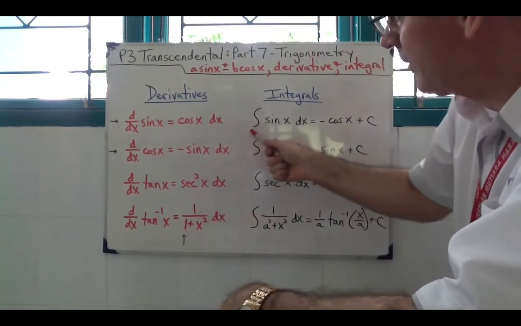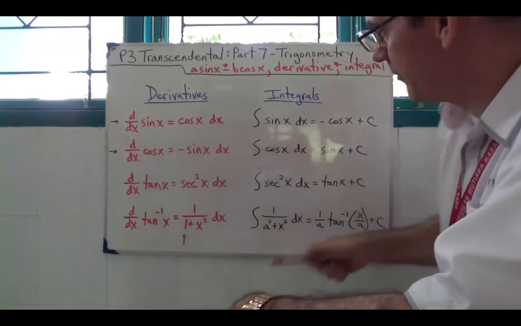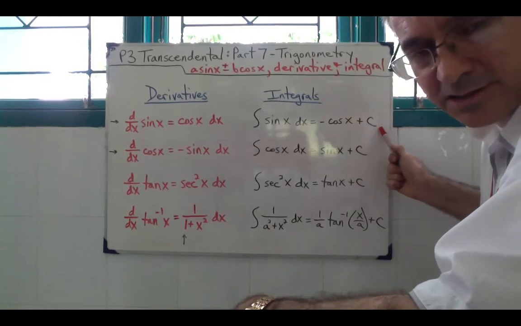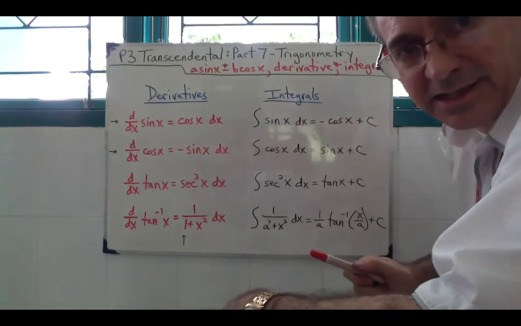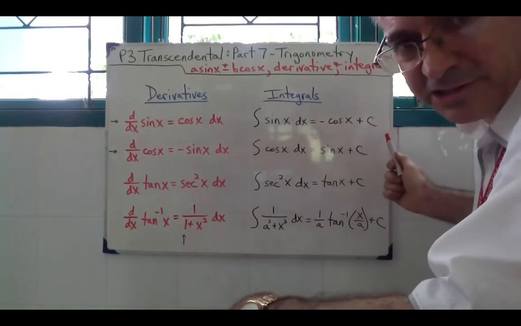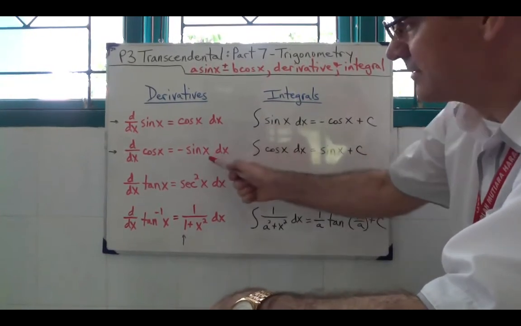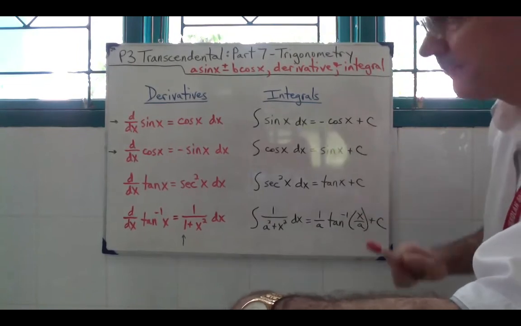Okay? So the integral of sine x then, put the negative on the other side, and you get a negative cosine x plus c. Don't forget the plus c, which is when you have an indefinite integral. You don't have bounds of integration. You need to put the plus c. So the integral of sine x, you're just going backwards, and you get negative cosine x plus c.